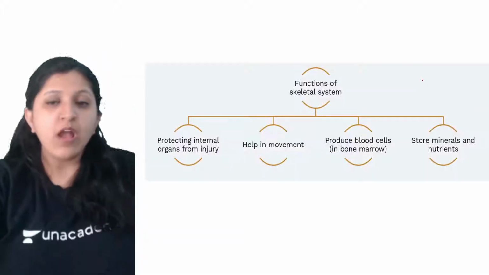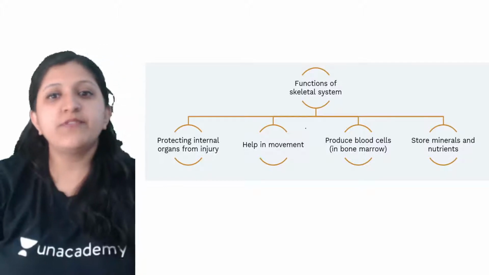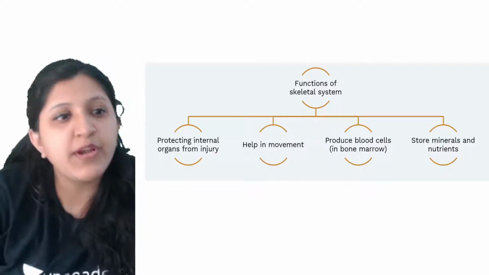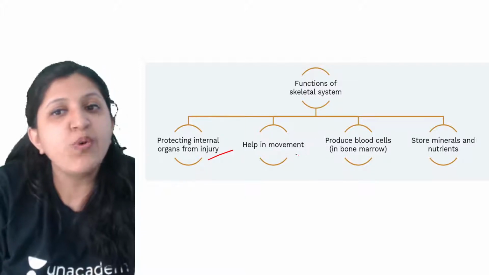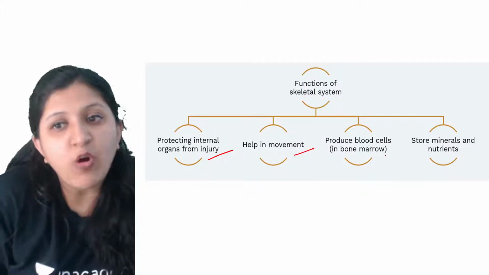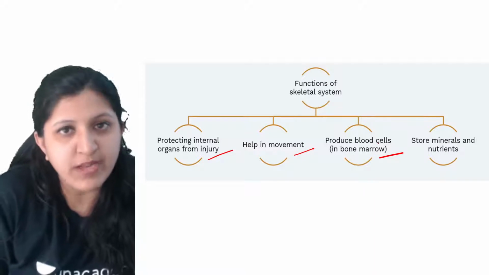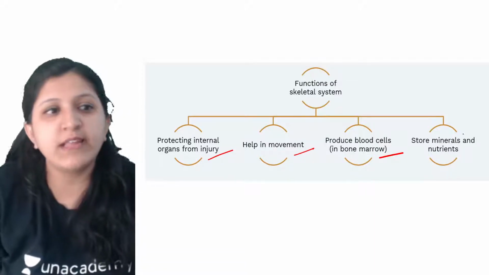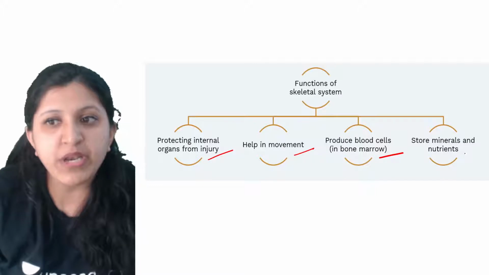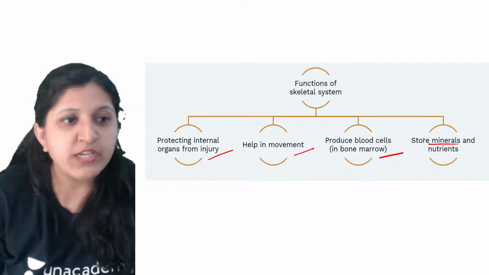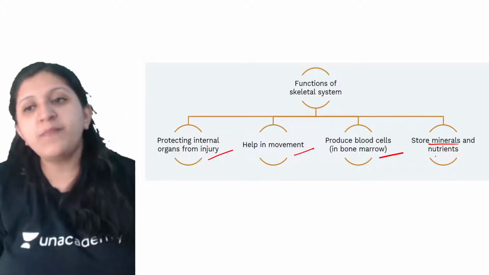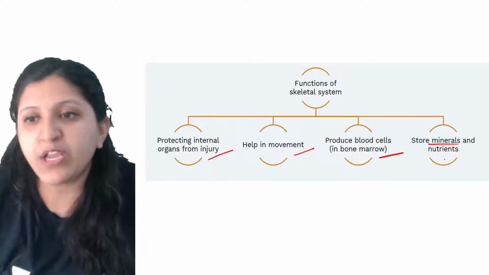Now, the functions of the skeletal system. They protect the internal organs from injury. They also help in movement and in the production of blood cells. Other than that, they store minerals, that is calcium storage and phosphorus storage, and also nutrients. All this storage is done by the bone. Let's see what is given in your textbook now.